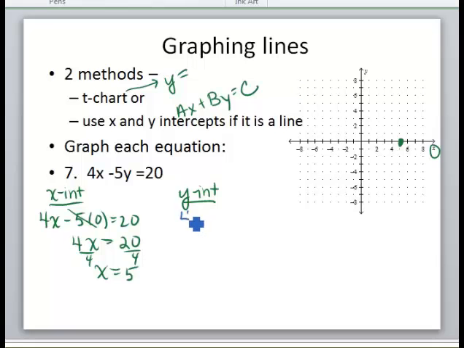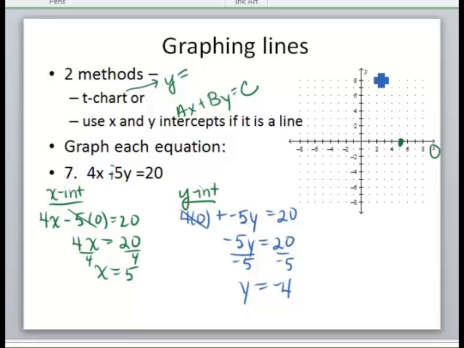The y-intercept, I plug 0 in for the x part, and I keep the y portion. I did go ahead and change the sign to plus the opposite right there. This gives me 0, so I have negative 5y equals 20. Divide by negative 5 on both sides, and I get y is negative 4. On the y-axis, I plug negative 4 there, and then I would connect my dots.